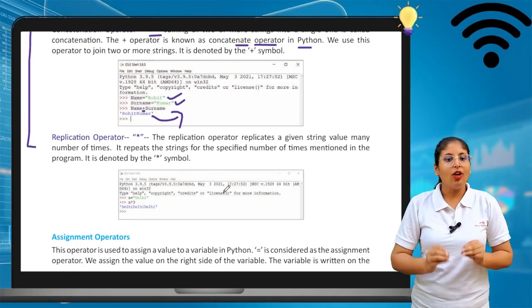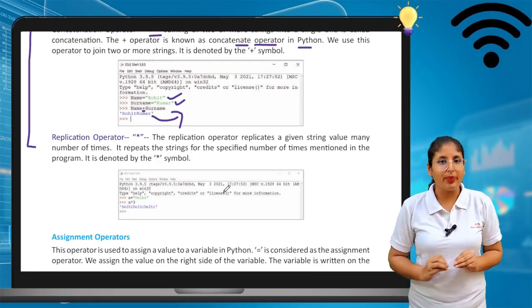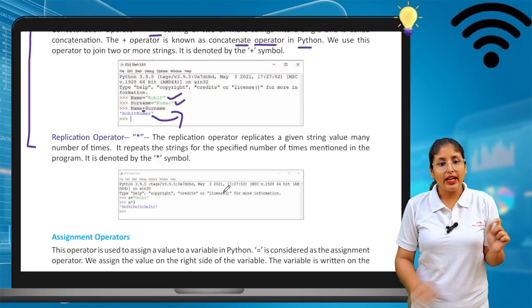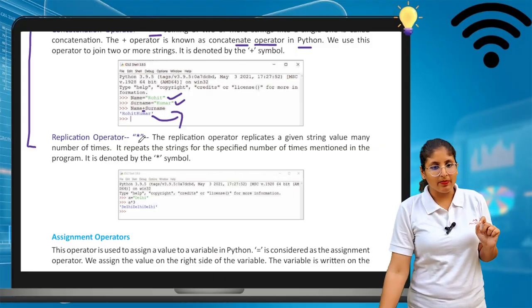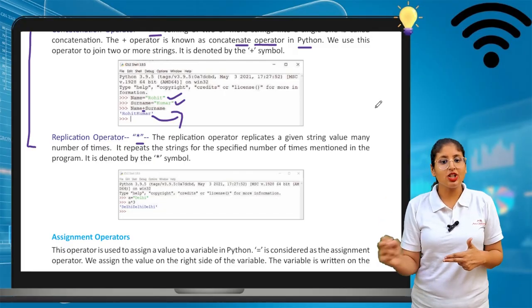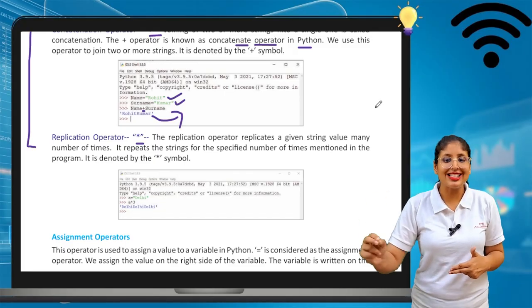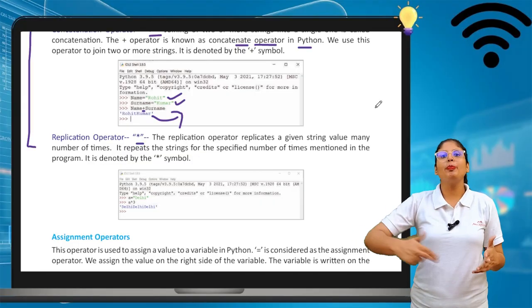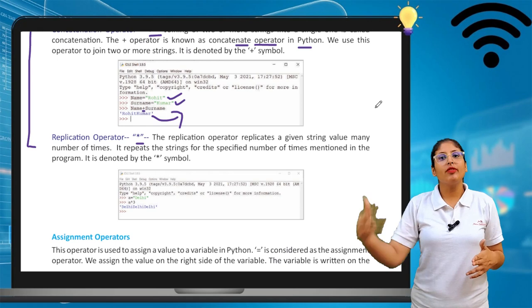Now we will see replication operators. What do replication operators do? The symbol is like this one. It replicates, making a copy. The replication operator replicates a given string value many number of times. Replicate means they copy the value. They copy the string value.